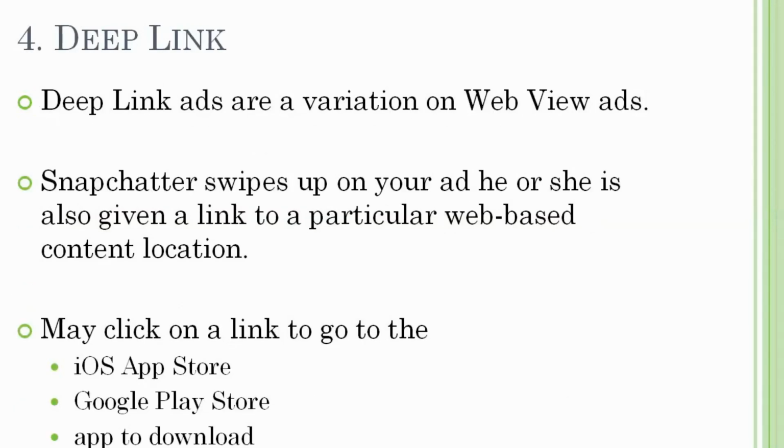Deep link ads are kind of like web view ads. However, the link looks like it's embedded. Snappers swipe up or down on the given link, which is a web-based content location. And you could have them go to a link like the App Store or the Google Play Store, or actually download the app.